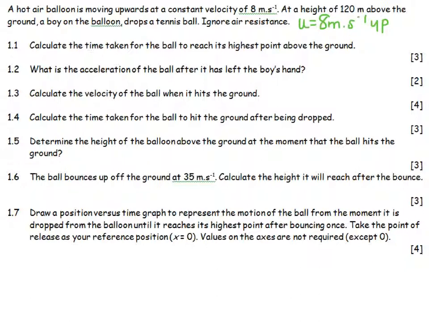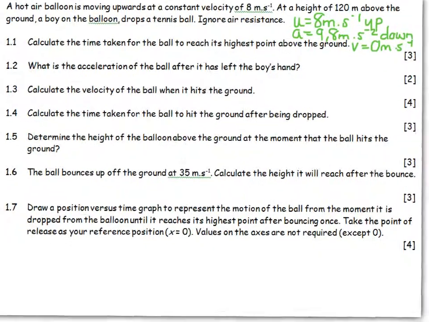The dropping ball really is what we're interested in. Calculate the time taken for the ball to reach its highest point above the ground. So it is going to be under the influence of gravity, which is 9,8 meters per second squared downwards. And its highest point above the ground will have a velocity of 0 meters per second. I can now plug that into an equation of motion, and I get the following.